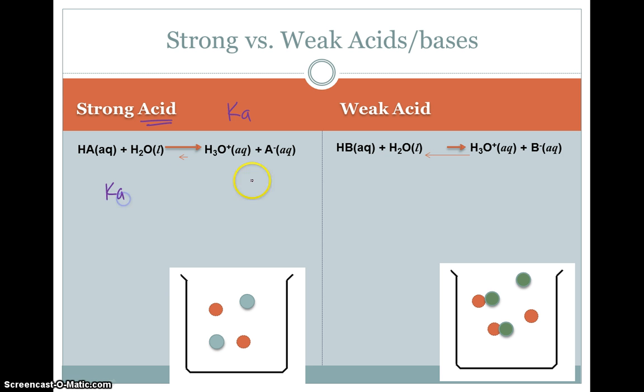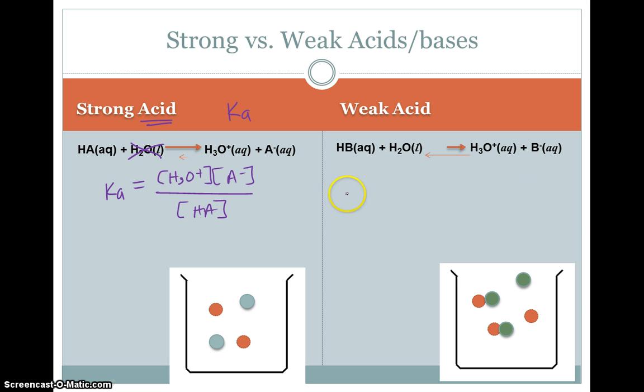It's products over reactants. So I would have my Ka, my products are aqueous, so I can include them both. So I have the concentration of my hydronium ion times my generic anion all over the concentration of my acid. I don't include water, remember, because it's a liquid. I only include aqueous and gaseous things in my equilibrium expressions.